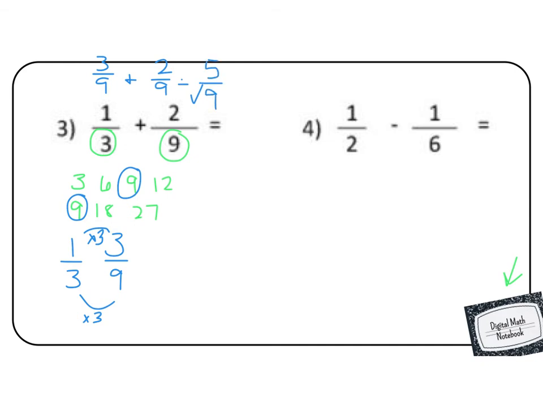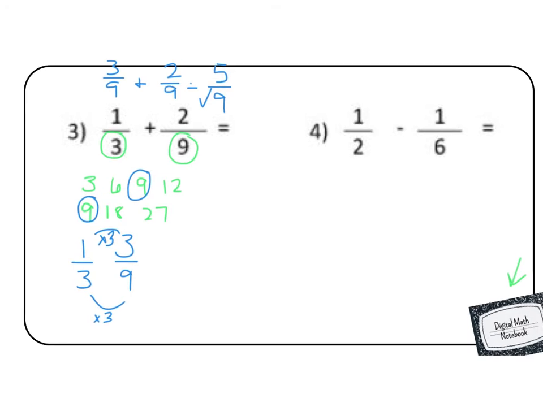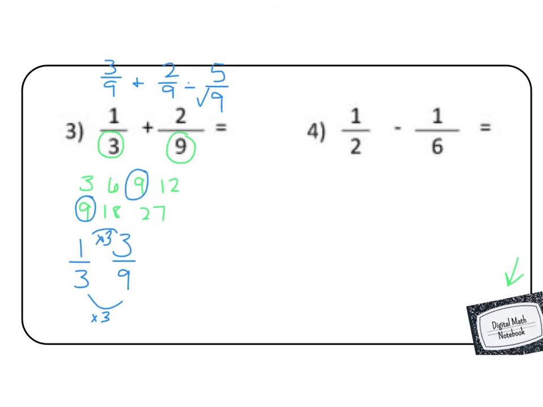5/9. Now stop and check. Do 5 and 9 have anything in common other than the number 1? Nope, they don't. So that means that my answer is 5/9. Let's try it again with subtracting.